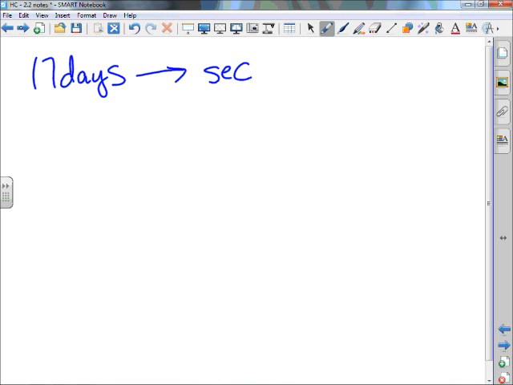Last, I'll have you just do this on your own, and you can pause this and come back and I'll have set up what the calculation should look like. But 17 days. You have 17 days. How many seconds is that? So I want you to set up a conversion factor, show your ratios, your proportions, and solve for the final answer.